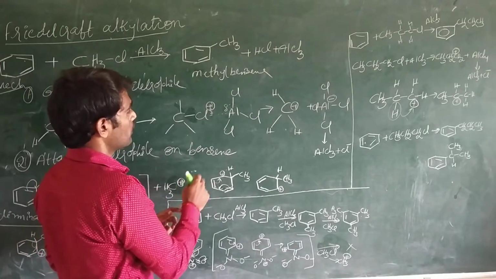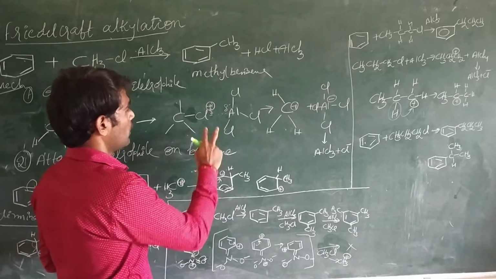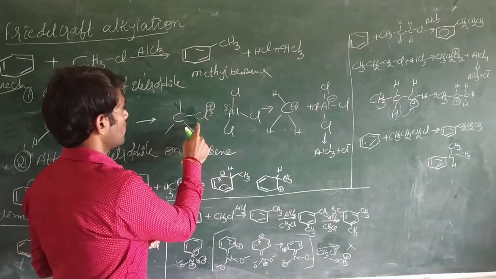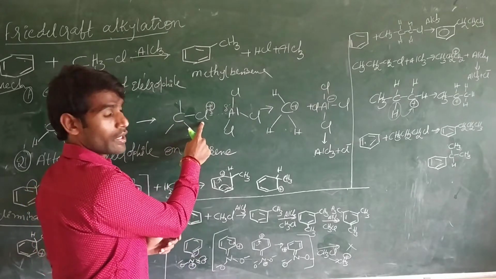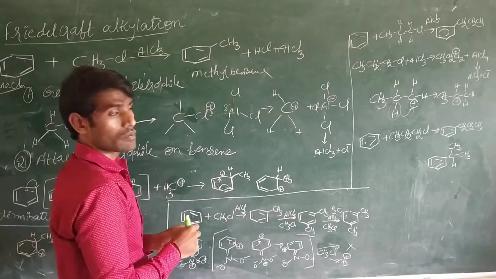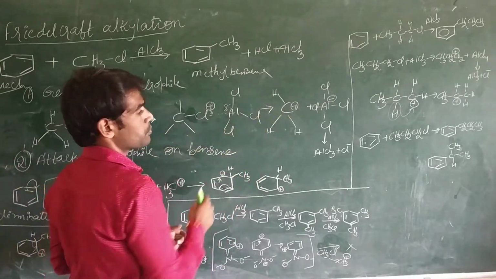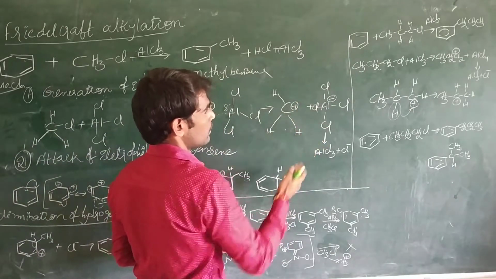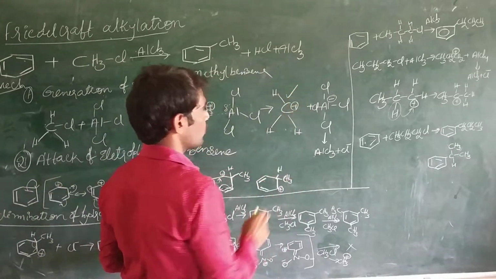As a result, the chlorine is losing its electrons and aluminum is getting the electrons, and finally chlorine is getting positive charge and aluminum is getting negative charge. See here, chlorine is more electronegative compared to the carbon atom. When chlorine gets positive charge, immediately the bond between the carbon and the chlorine is broken. So finally the carbocation, C plus, is produced and AlCl4 minus is generated. After that, this AlCl4 minus undergoes dissociation into AlCl3 plus Cl minus. Here the formation of carbocation takes place.